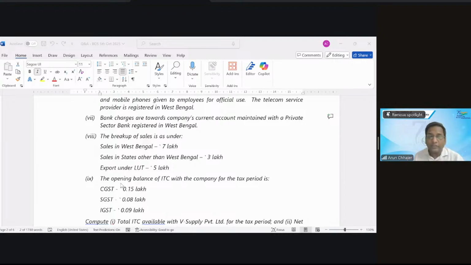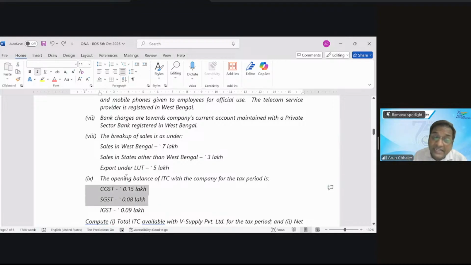So we were talking about the opening balance of ITC. The tax rate cannot be different. Then how can the closing balance of ITC for CGST and SGST be different? This is the only question. I know that it might be correct, but I would like to understand the reasoning from you.